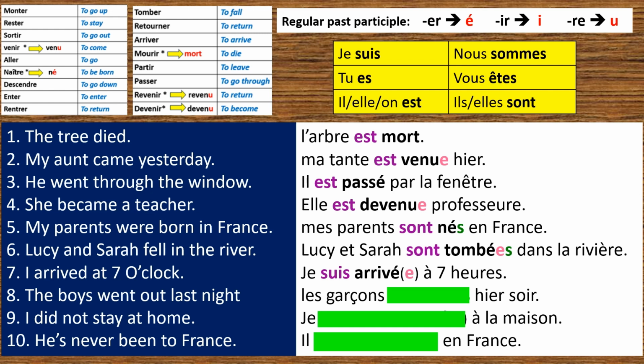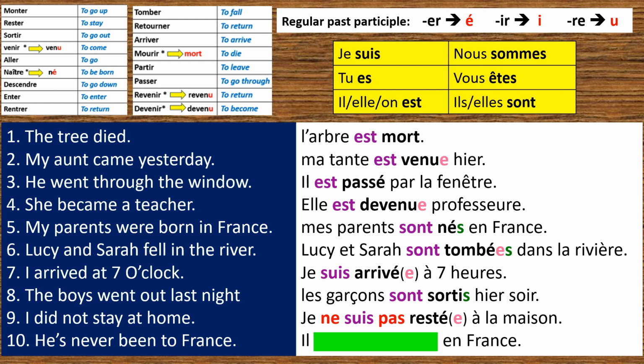The boys went out last night. "Les garçons sont sortis hier soir," with an extra S because of course les garçons is plural. I did not stay at home. "Je ne suis pas resté à la maison." Extra possible E if the subject is feminine.